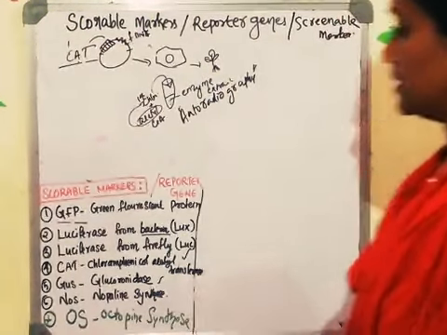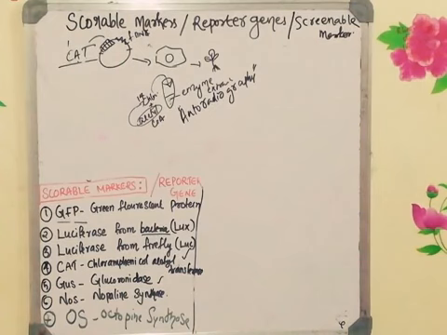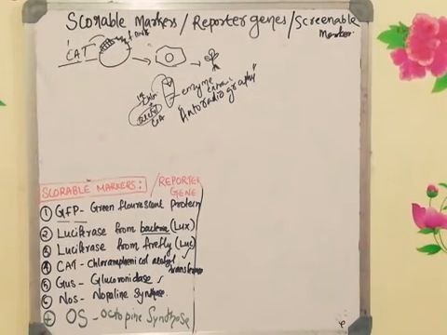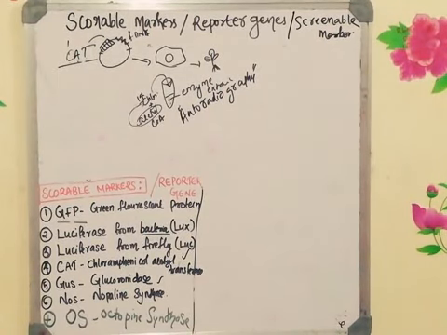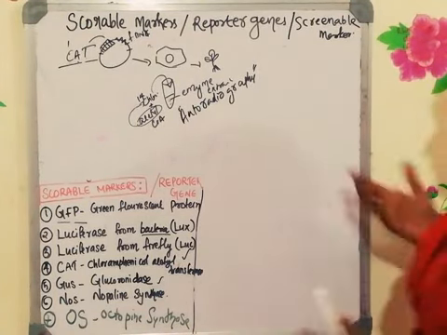Next one is GUS. GUS stands for glucuronidase. From the last few years, bacterial DNA encoding beta-glucuronidase is used as the scorable marker. This will convert glucuronide substrate to a colored product. So to identify that, again it is the same.